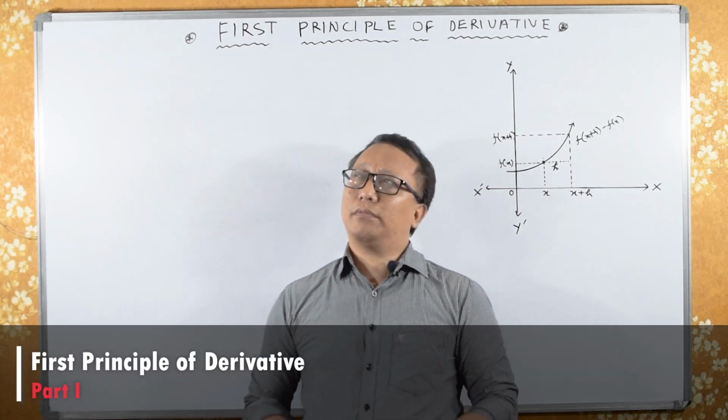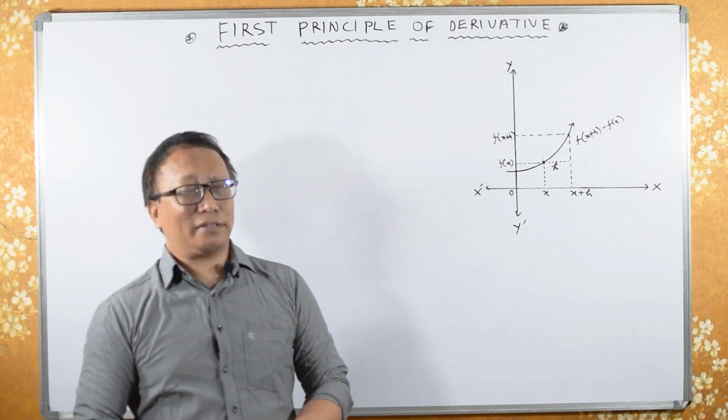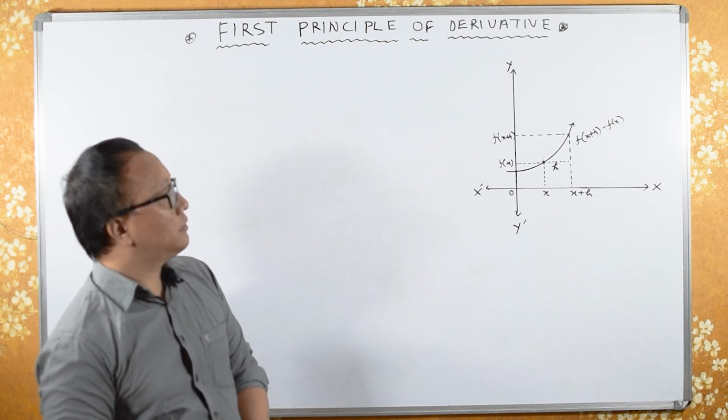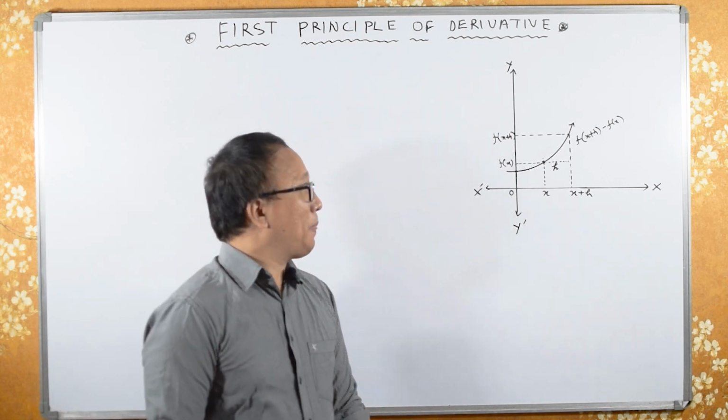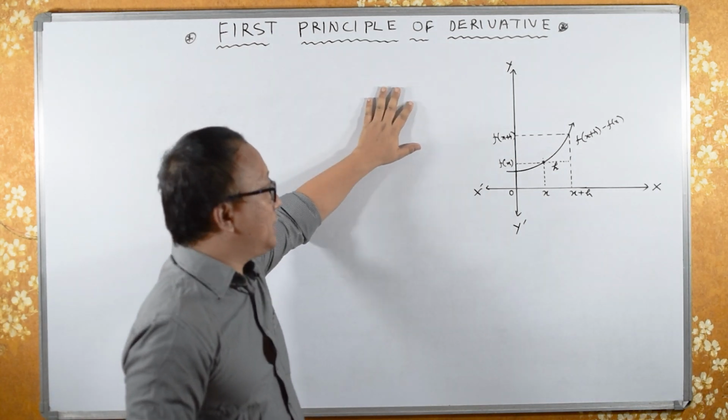Today I will be speaking about the first principle of derivative. Sometimes we call this ab initio, or sometimes we call it first principle. This is the concept of derivative. Derivative means it's a slope.